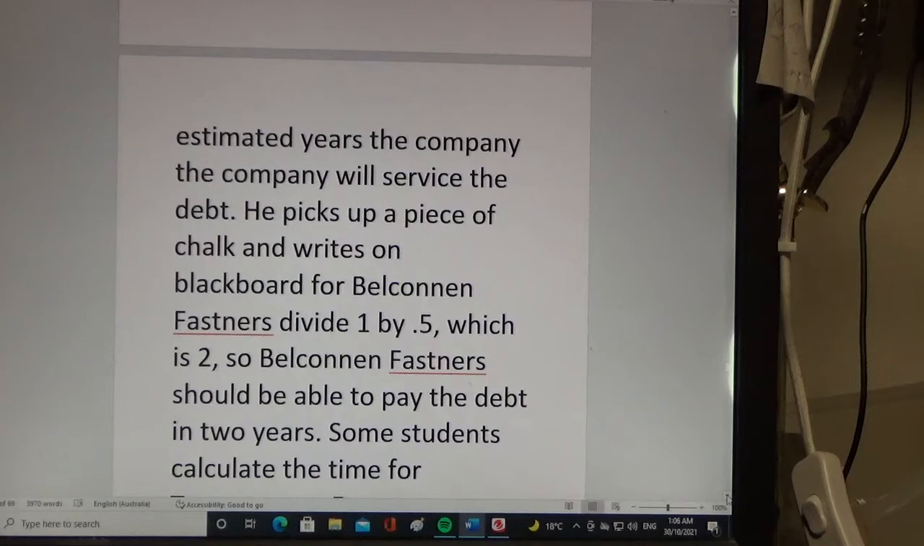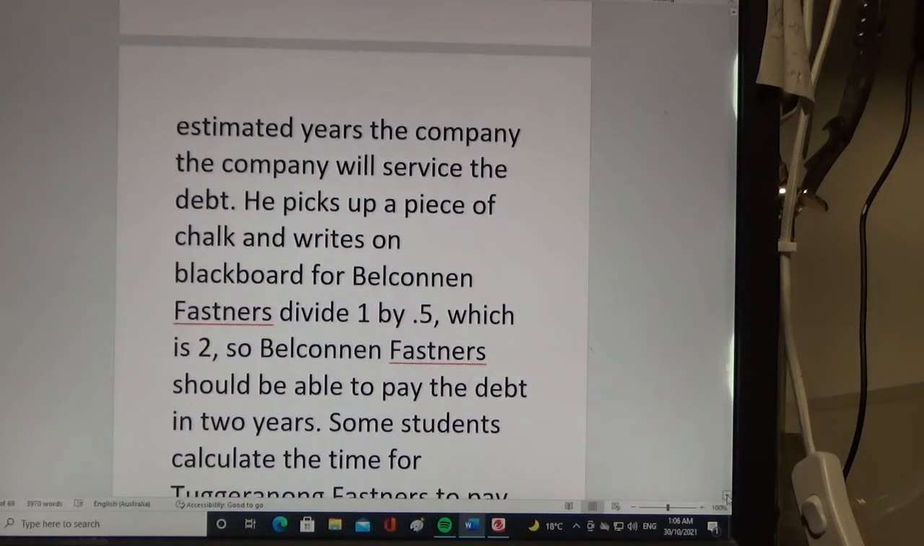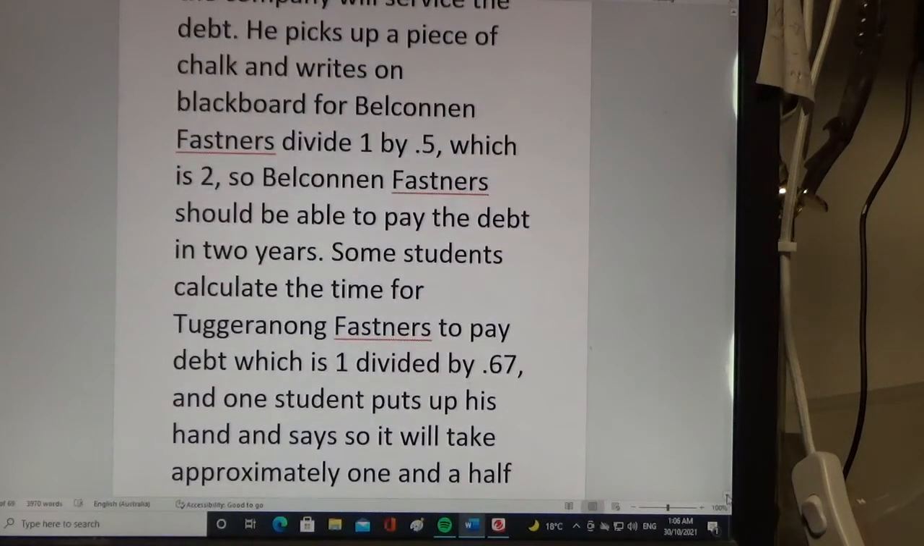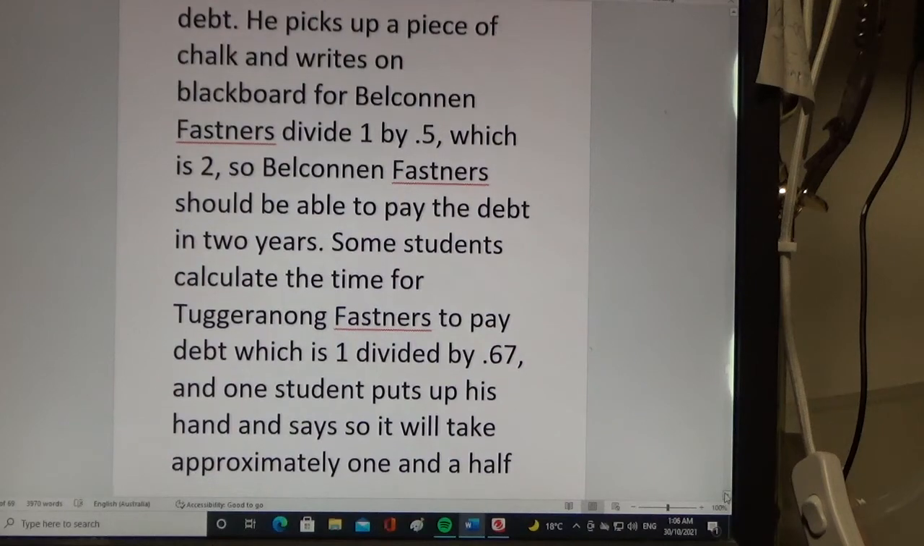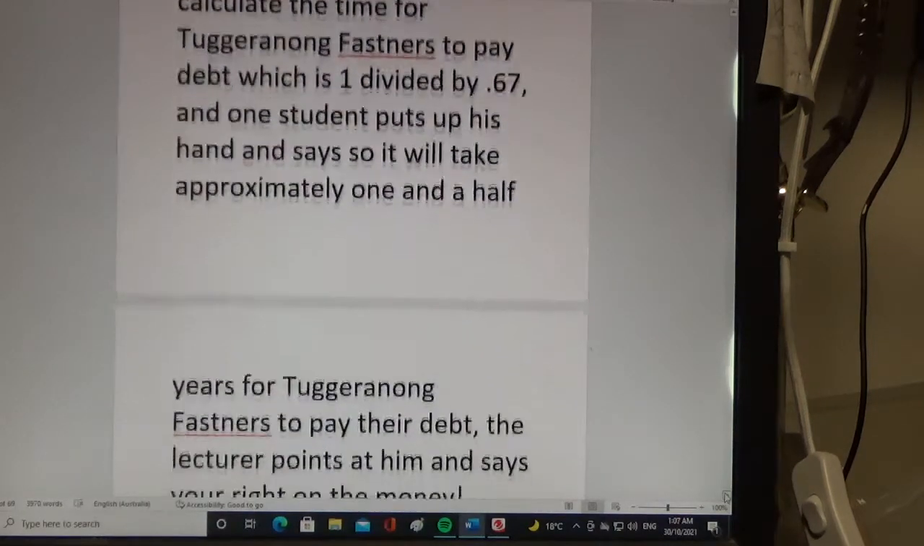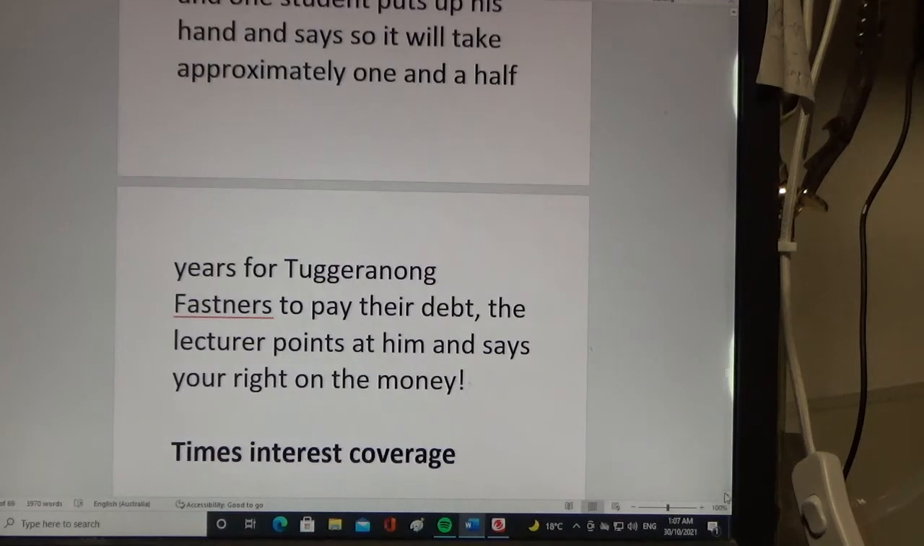Remember, this is debt to operating cash flow ratio. Some students calculate the time for Tuggeranong Fasteners to pay the debt in their own notebooks. It's 1 divided by 0.67. And one student puts up his hand and says, so it takes approximately 1.5 years for the other company, Tuggeranong Fasteners, to pay their debt. The lecturer points at him and says, you're right on the money.